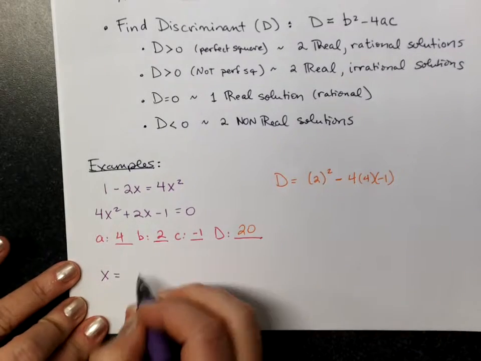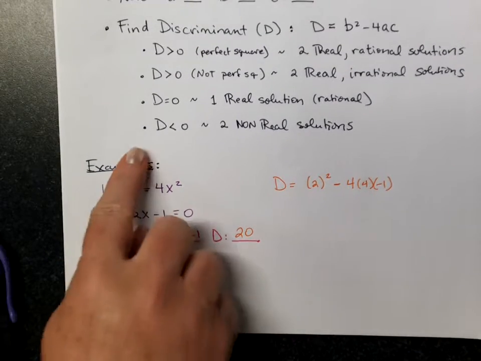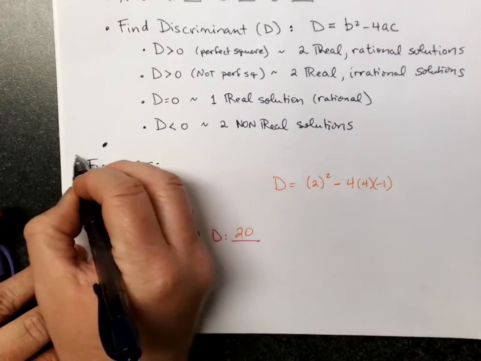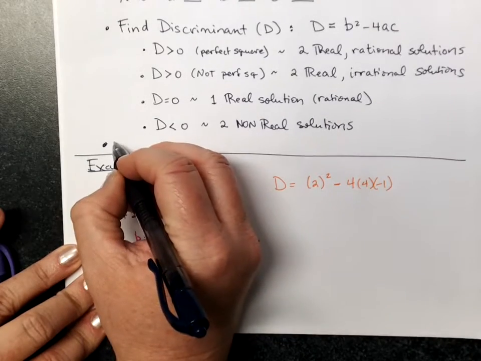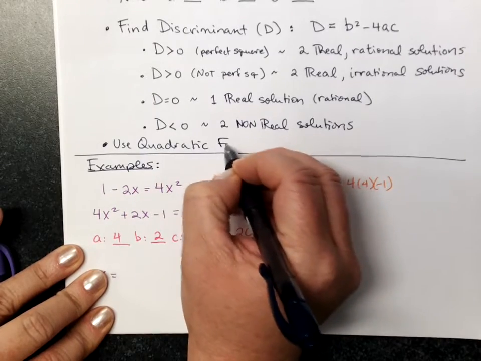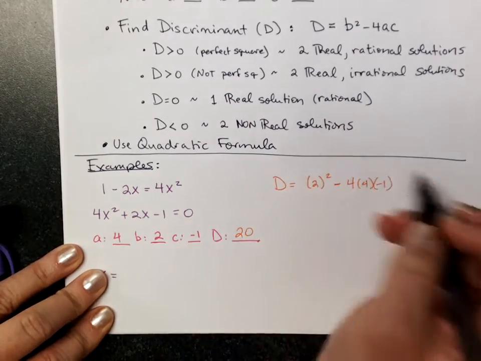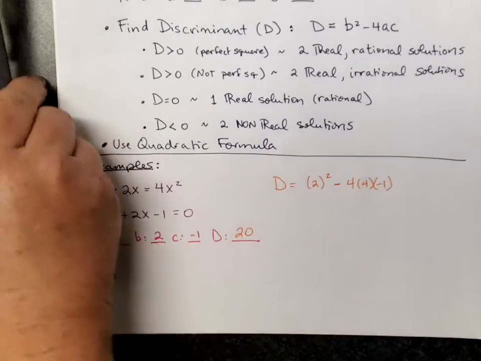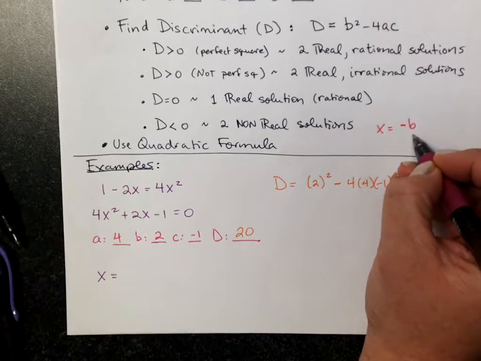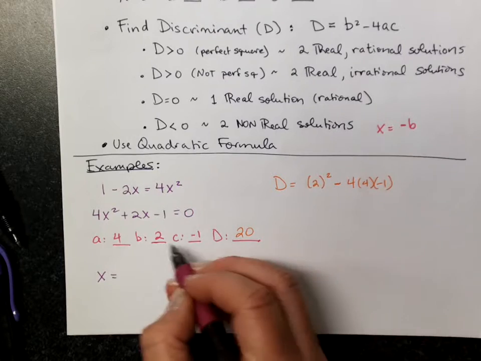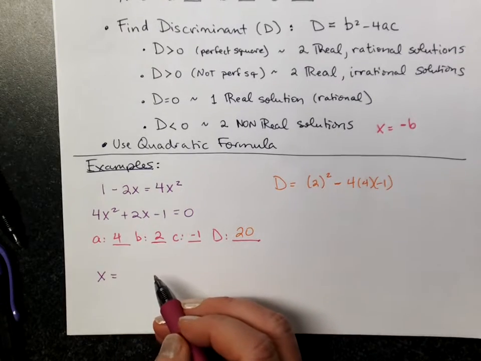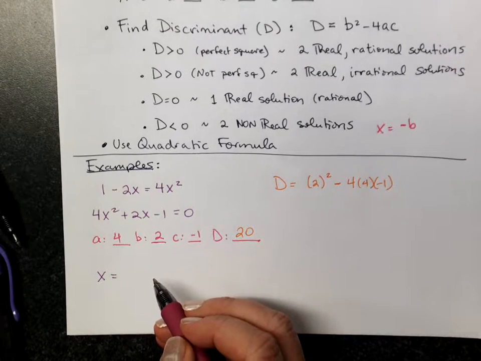I just have to crunch my numbers. Now the last step here after you find the discriminant is use the quadratic formula. And the quadratic formula is, let me write it over here so there's plenty of room. So it is x equals negative b. The formula says negative b, so if your b is positive, then this would be negative 2. But if your b is negative, then it's negative your negative b, which makes it positive. That negative is part of the formula.